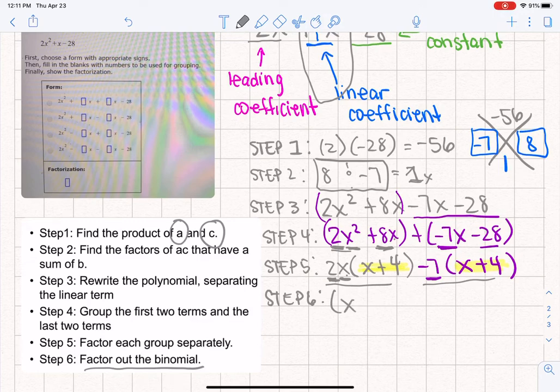Factor it out. A, x, and then I factored it out, so I'm taking it out, so I don't have this anymore. And then what do I have left? Well, here I just have this guy left, and here I have negative 7 left. Okay, and that's how I factor the binomial.